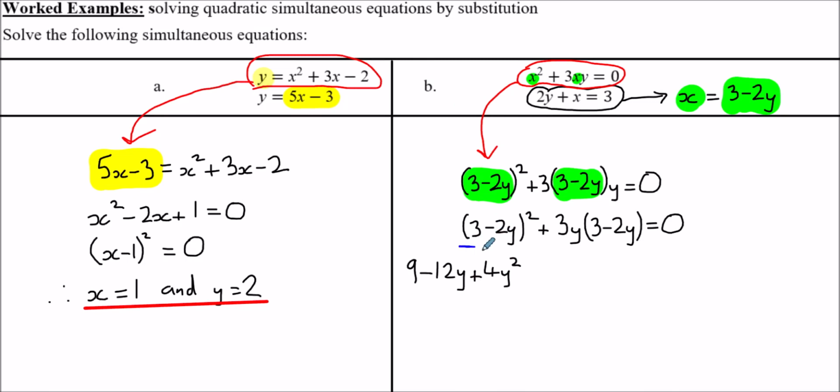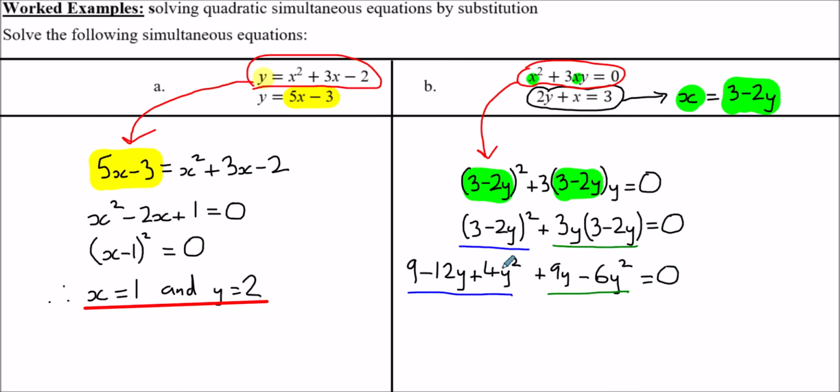So this bracket here has become this. Then we can expand out this bit here. So 3y times 3 is 9y. Then 3y times minus 2y gives us minus 6y squared. So this has become that. We then set that equal to 0.